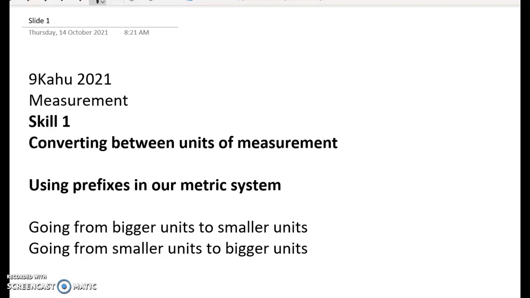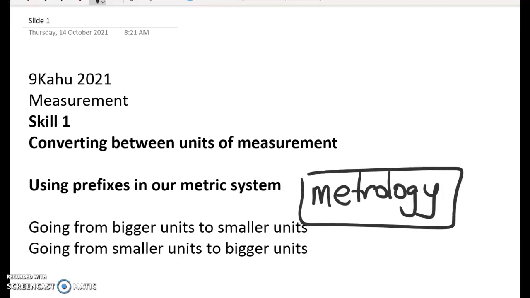So the study of measurement is an important branch of maths and science, and it's called metrology. And we're going to have a look during this topic at what sort of work people who study metrology are doing at the moment. There's some really interesting stuff. But in this video, it's not going to be that interesting. It's going to be how we go from big units to small units.